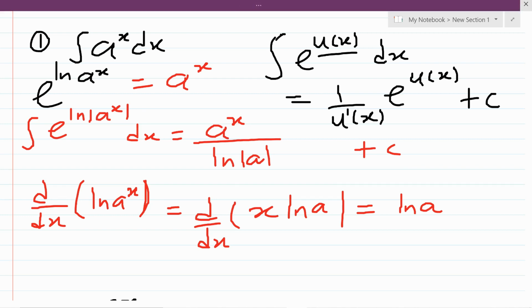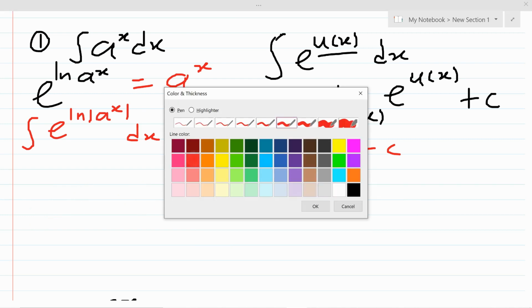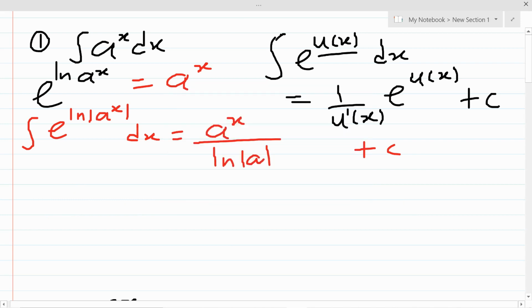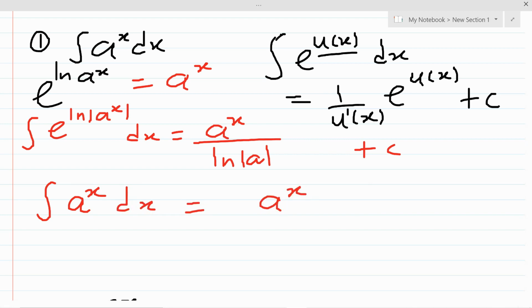Now this means that the integral of a to the x dx is actually equal to a to the x over ln a, plus c. So keep this in mind. I hope you understood how we went about integrating it. Alright, let's move on to the next question so that you understand more.